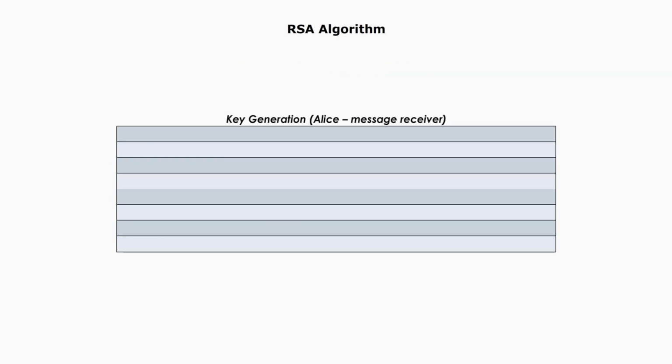Step 1. Alice will generate a key pair, her public key and a private key. First, select P and Q. Both P and Q are two very large distinct prime numbers. Then calculate N. N is equal to P times Q. Very simple. Then compute phi function of N. Phi of N is simply (P minus 1) times (Q minus 1). The phi function gives the number of integers co-prime with N.